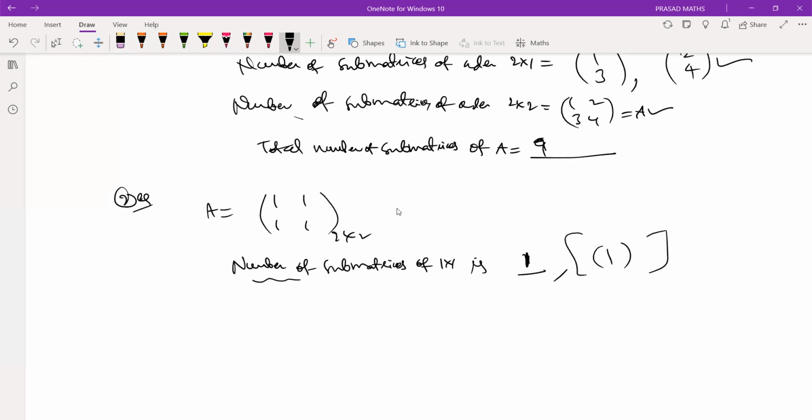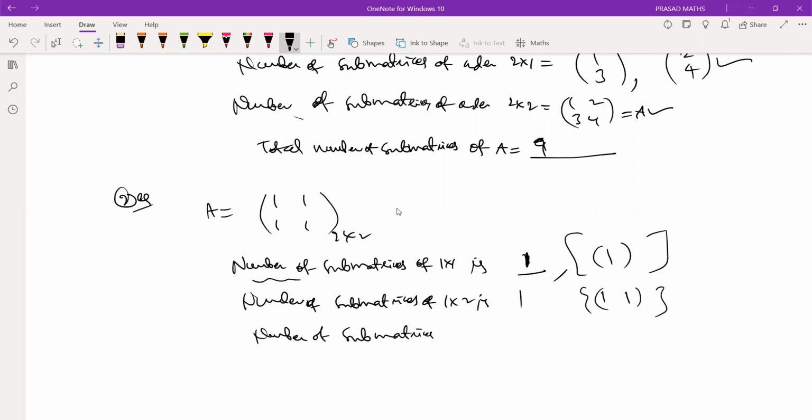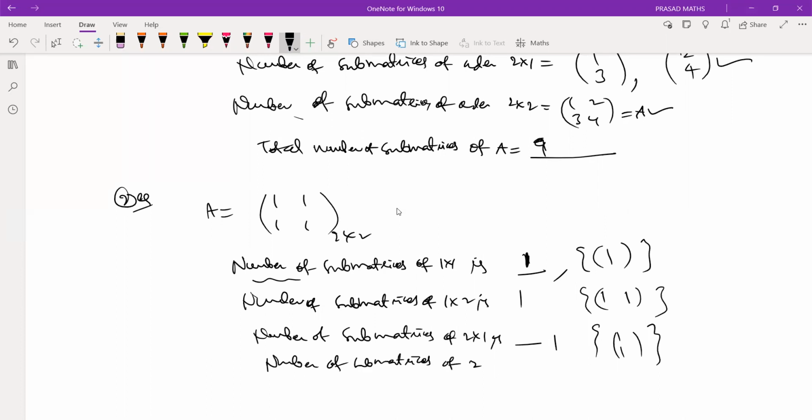Next, number of submatrices of order 1 by 2? Only this, 1. Number of submatrices of order 2 by 1? Yes, the same, 1. Number of submatrices of order 2 by 2? Itself, the same, 1. In the earlier problem it was 4, here 1.